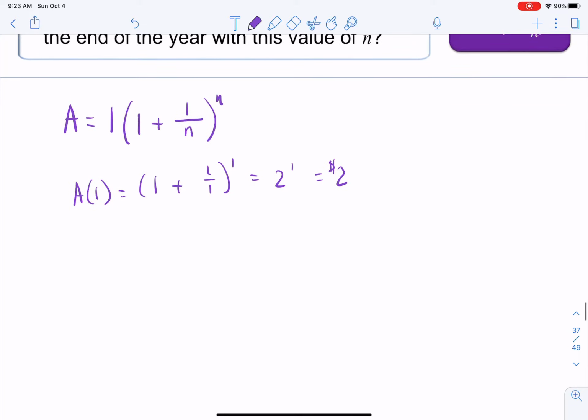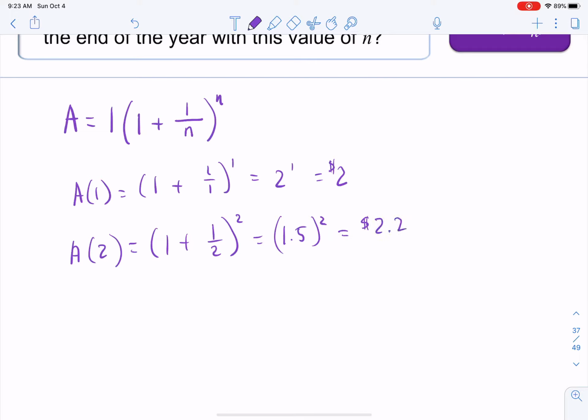All right, then let's say that we compound it twice. So compounding it twice, that's semi-annually. 1 plus 1 over 2 raised to the second power. Well, this is 1.5 squared, and I think it's $2.25.